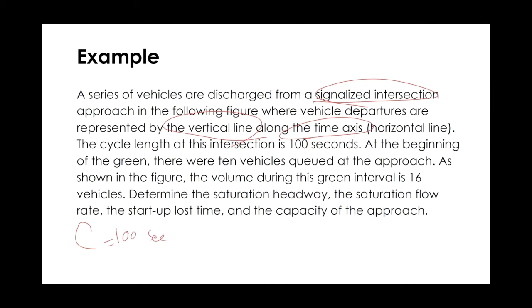At the beginning of the green time, there are 10 vehicles queued up, as shown in the figure. The volume during this green time is 16 vehicles. Determine the saturation headway, saturation flow, startup loss time, and the capacity of the approach. So let's have a look at the figure to see what data we've collected.